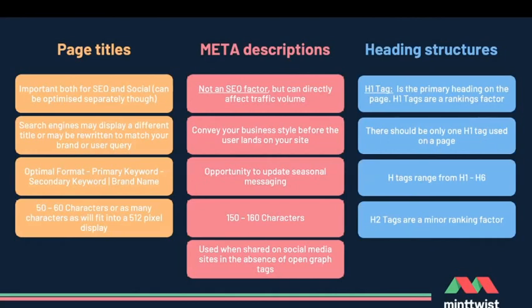So the optimal format that we suggest is to use the primary keyword, perhaps a secondary keyword if you can fit it in, and then the brand name. So it's very key to have the brand name at the end of every single page title, just to build that brand awareness, and also to have a sense of familiarity about your site, so that people become a bit more associated with your brand and realize that you're a decent player within that space. So the character limit, I mean, it's somewhere between 50 to 60 characters, but specifically it's done on a pixel limit.